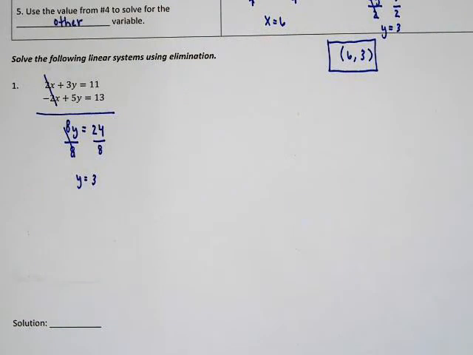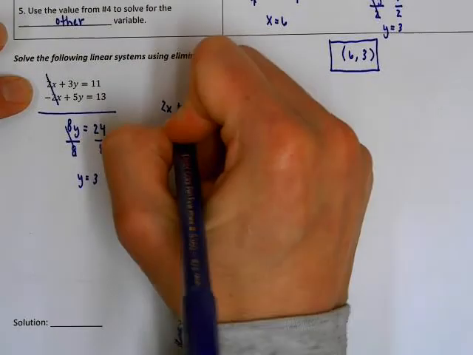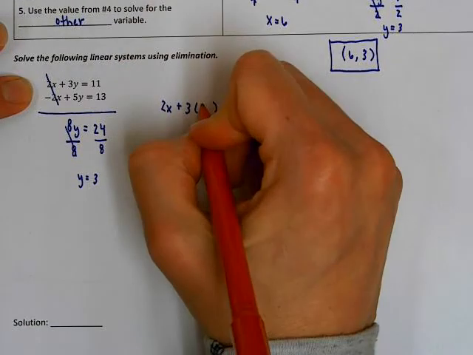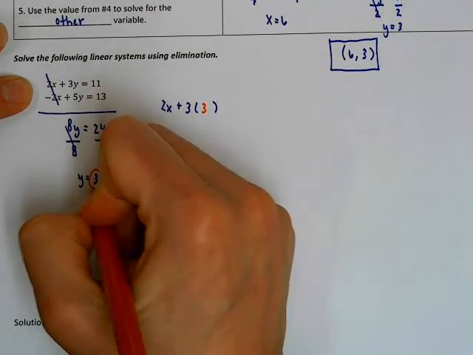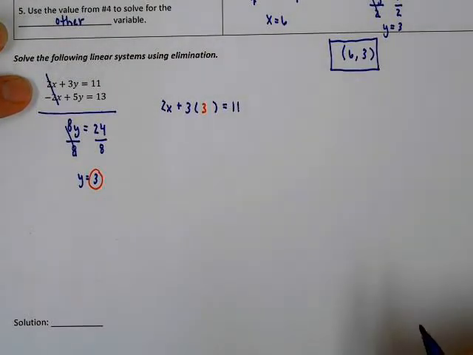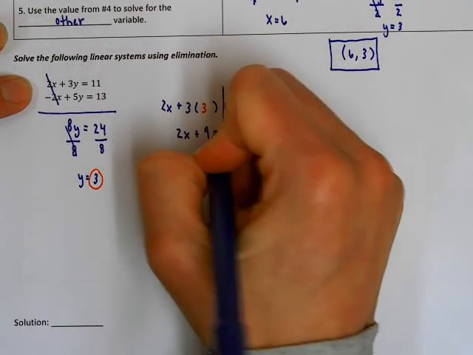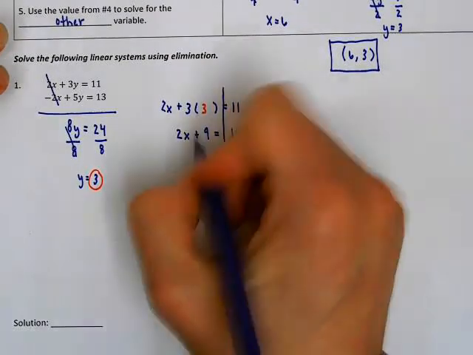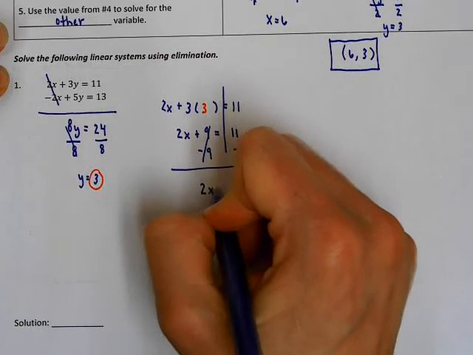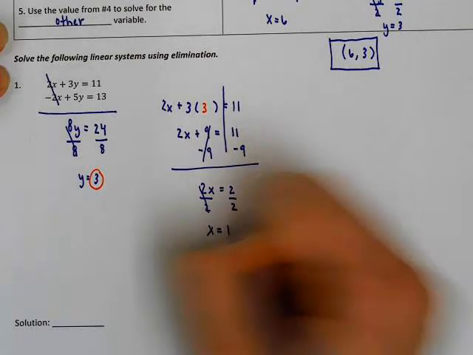So now I have to go back and figure out what x is. So I'm going to take my first equation, 2x plus 3 times, well, y we just found out was 3. That came from here. And that's going to be equal to 11. So 3 times 3 is 9, so I have 2x plus 9 is equal to 11. I'm going to subtract 9 from both sides. 2x is equal to 2, and if I divide by 2, x is equal to 1.